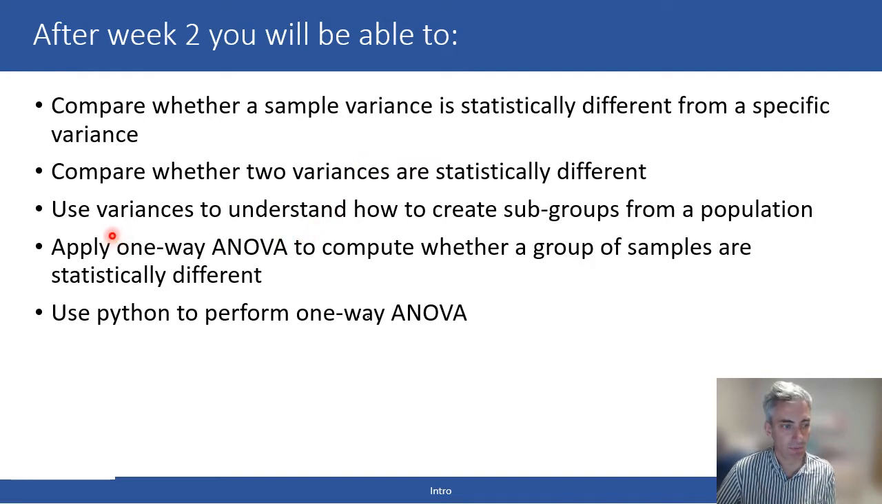You'll also be able to understand how to use variances to subdivide a population into many smaller groups, each group with its own distribution, and then understand whether those individual groups are statistically different from one another or not. And this is a good way to understand how to group or subdivide a population. If there's a large difference in the distributions of these subgroups, then that's obviously a good way to subdivide the population.